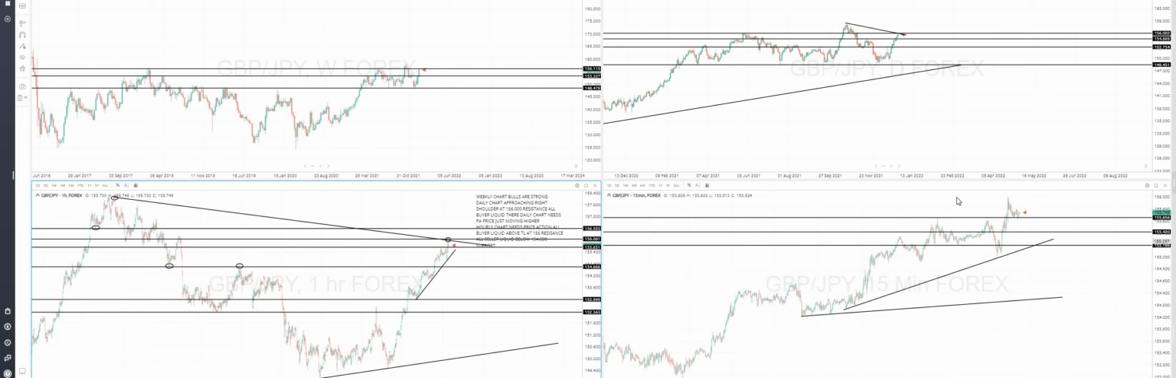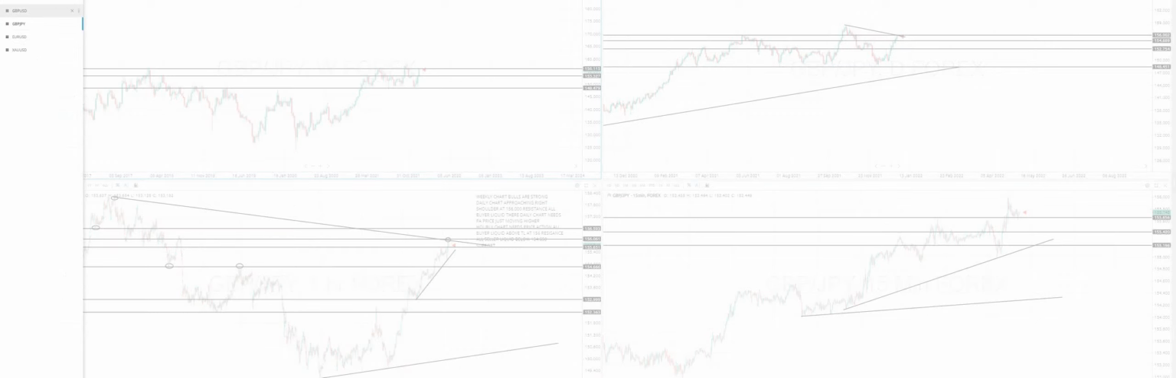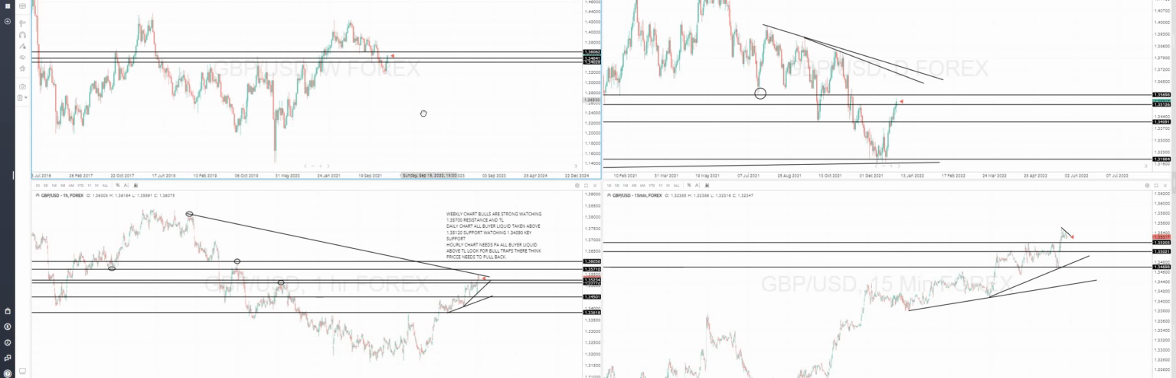So this is GBPJPY. If I was taking shorts, I would wait for that bull trap above that trend line on the hourly chart, then probably trade towards this 156.600, then this support level right here, next support level, and so on and so forth. So that is GBPJPY. GBPUSD, similar story to GBPJPY. Bulls are strong right now.